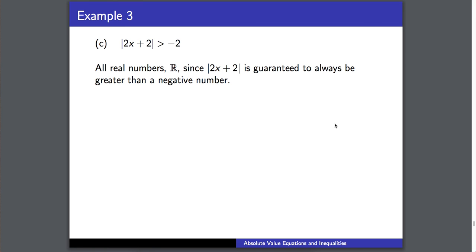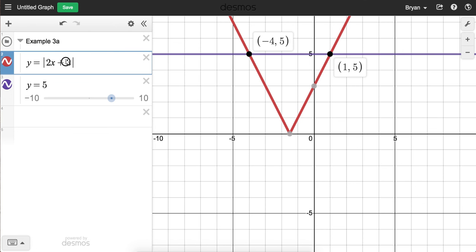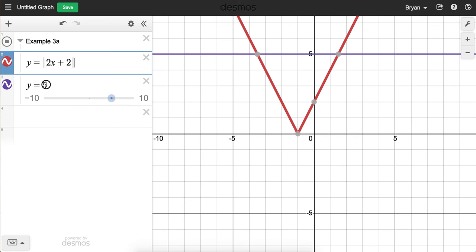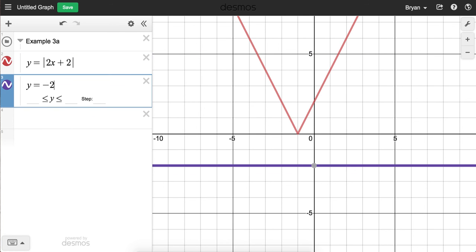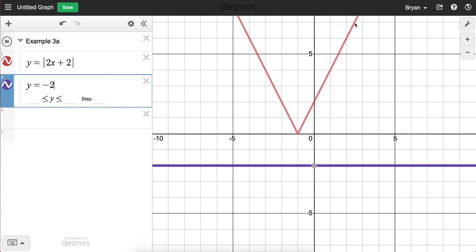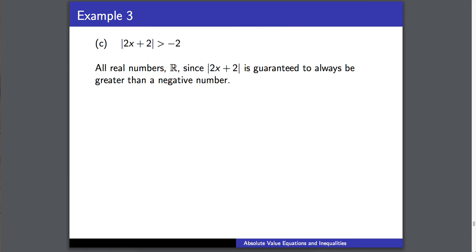And that's true for all real numbers, since the absolute value of something is guaranteed to always be greater than a negative number. Again, if we want to look at this visually, we could graph the absolute value of 2x plus 2. So once again, that's in red. And we're going to graph -2. And what we're asking is, where is the absolute value graph in red above the horizontal line in purple? And that absolute value graph in red is above this horizontal line everywhere for all values of x. So all real numbers, since any possible value you plug in for x will make this original inequality true.